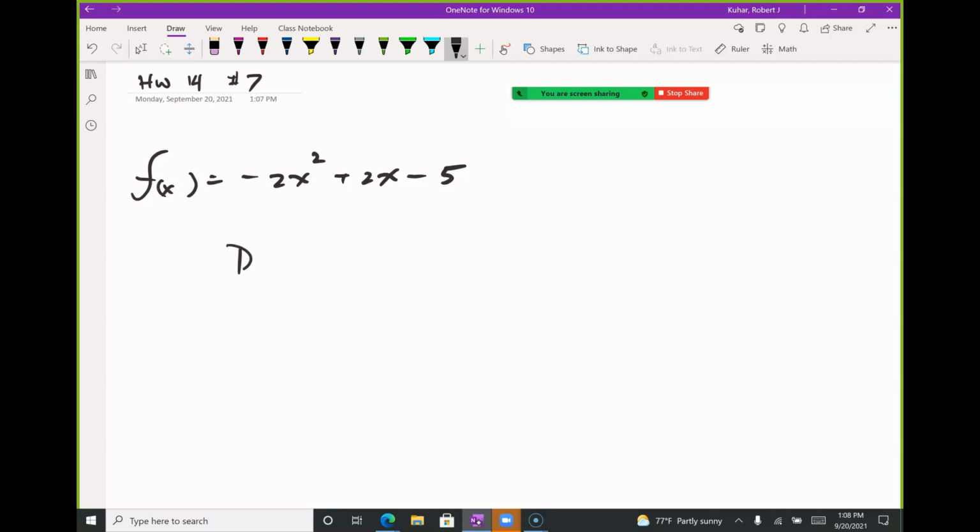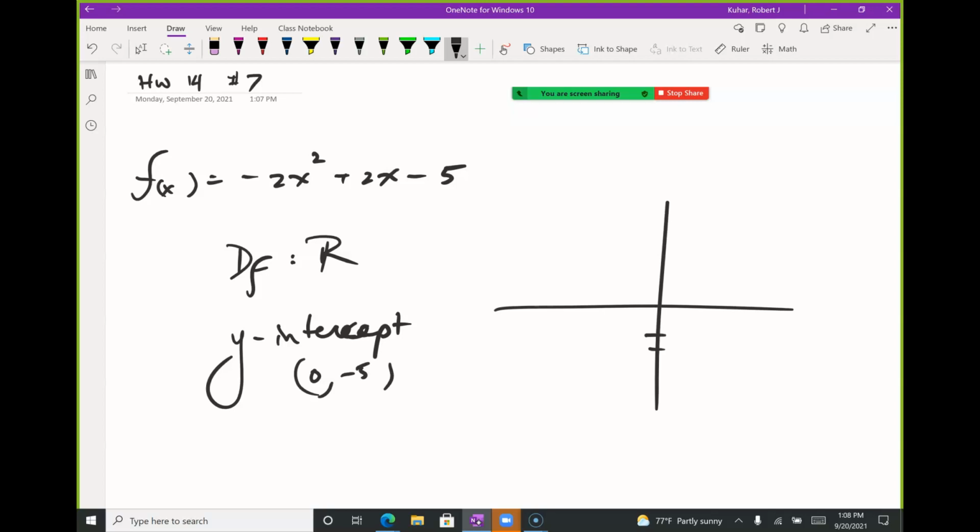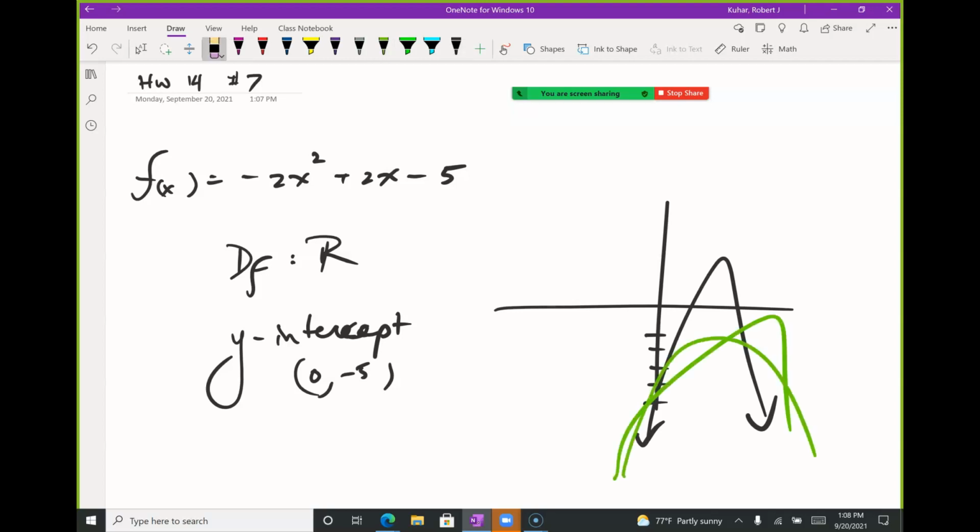So domain we know, right? All reals. What else do we know? Intercept. Y-intercept is when x is 0, right? So (0, negative 5). We know it opens down. So we're doing something like that or something like this. We don't know if it goes through the x-axis yet, but we'll figure it out.